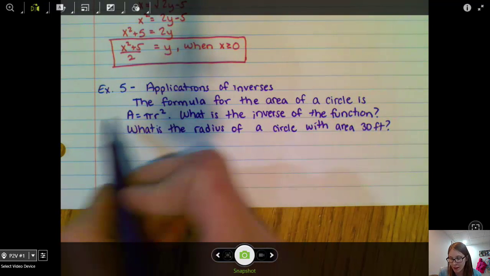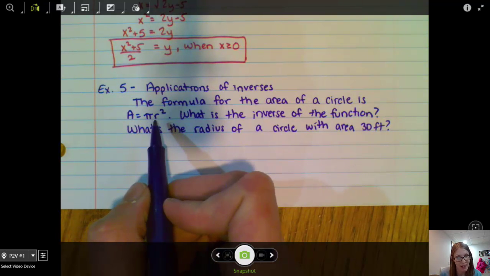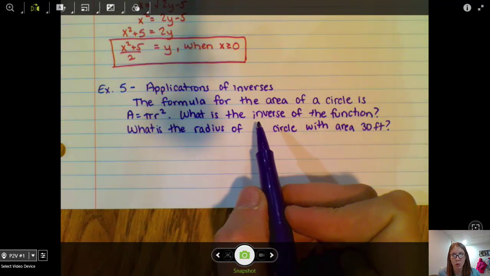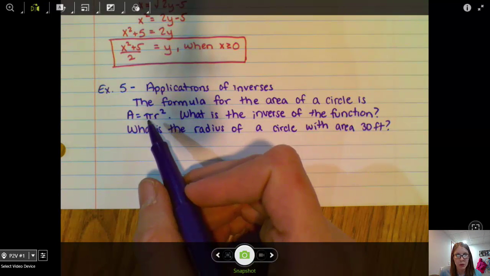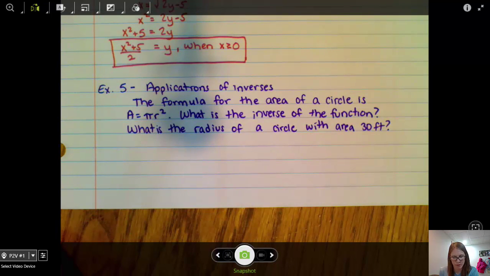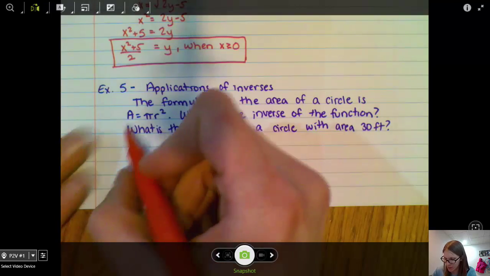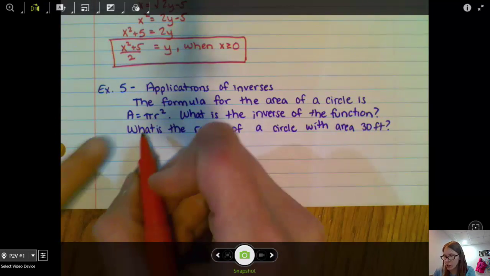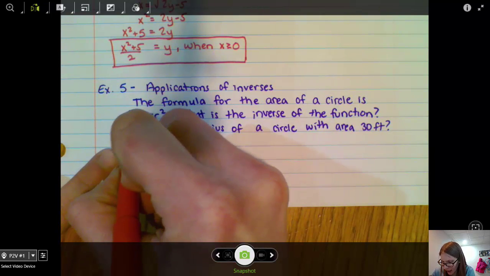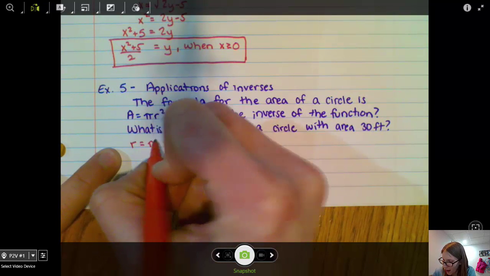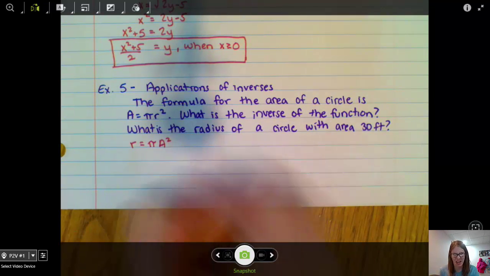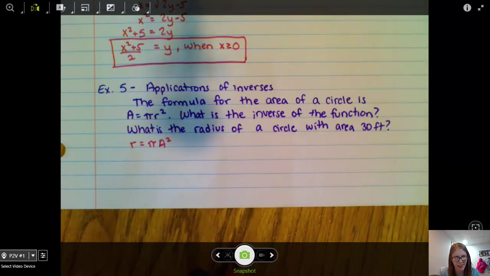So right now my formula is saying, hey, if I know the radius, I can figure out the area. Okay. The inverse of the function will go the opposite way. So normally when we find the inverse of a function, we switch our variables around. Let's start off doing that and see what happens. If I switch my x and my y, my A and my r in this case, I would get r equals pi times A squared. The radius is pi times the area squared. That doesn't really make sense, right?